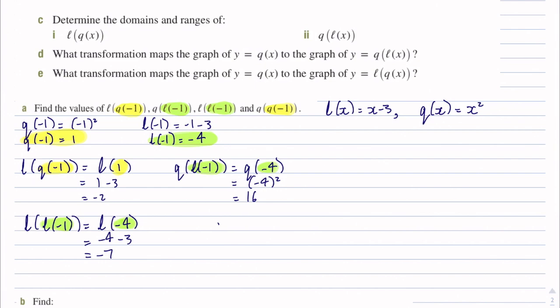And Q of Q of minus 1. Well, we know Q of minus 1 is 1. So that's Q of 1, which means I've got 1 squared, which is 1. Hooray!